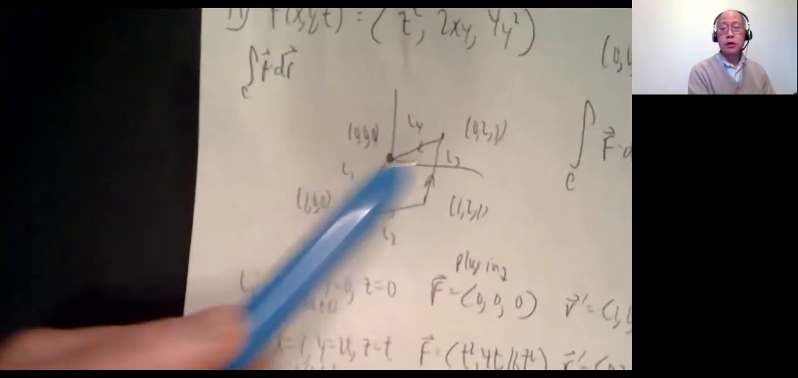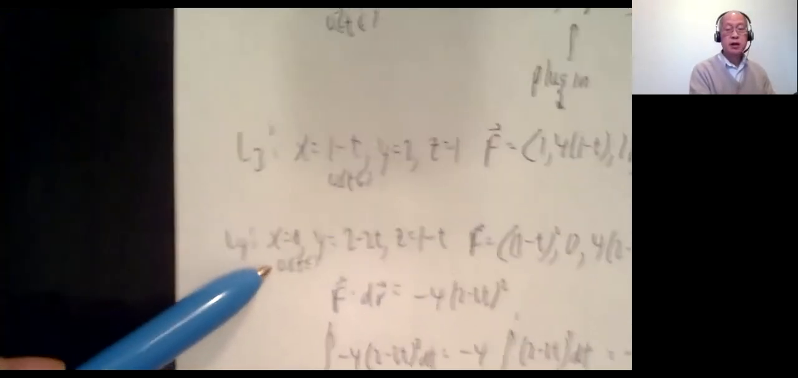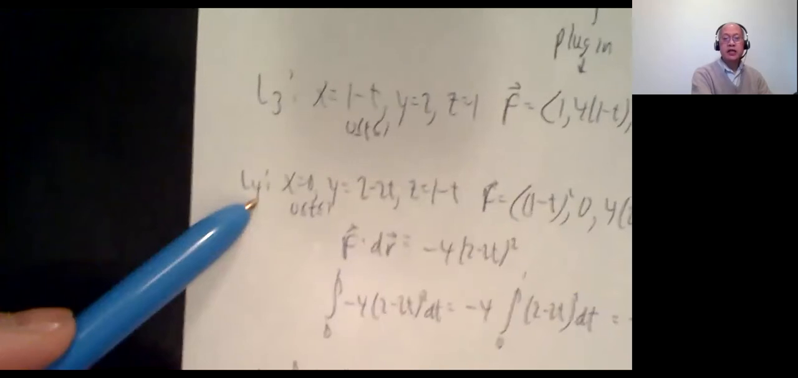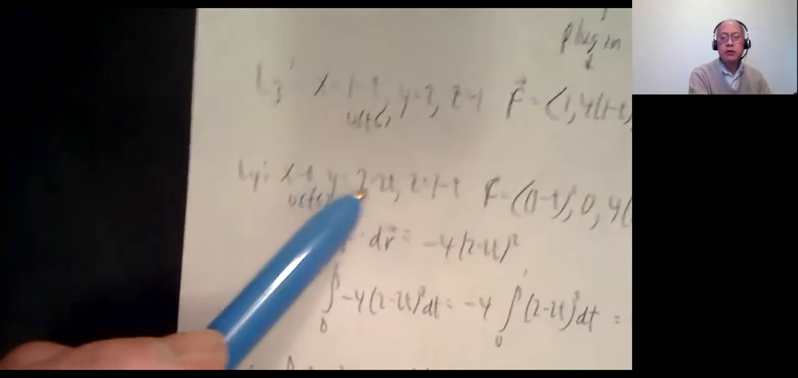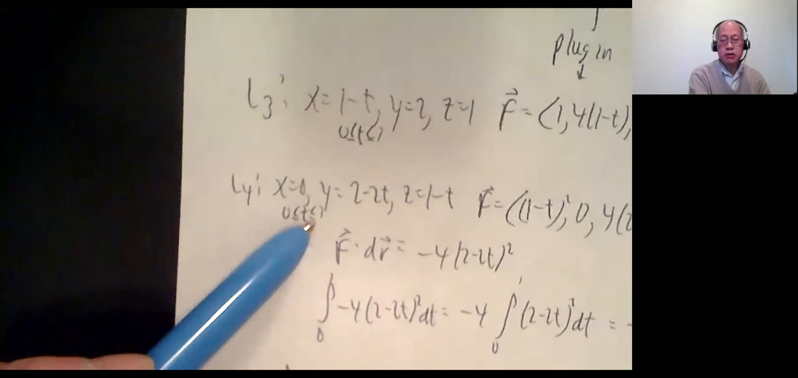Then finally for L4, from (0, 2, 1) back to (0, 0, 0), x is constantly 0. Once again, y is twice as big as z. So x equals 0, y equals 2 minus 2t, z is 1 minus t, t goes from 0 to 1.